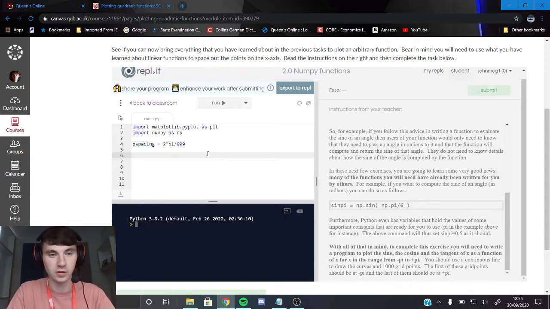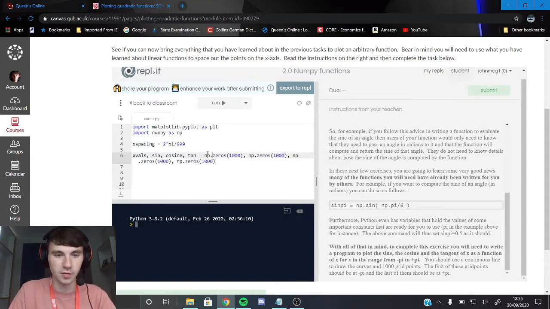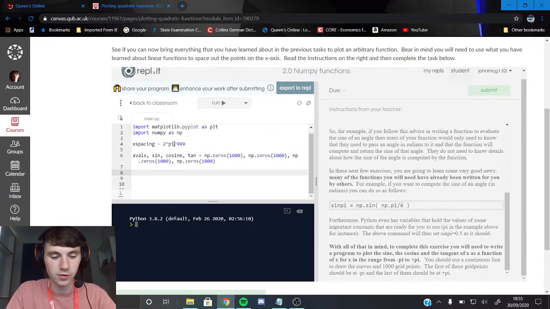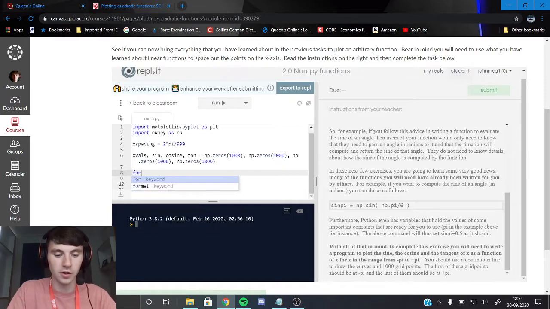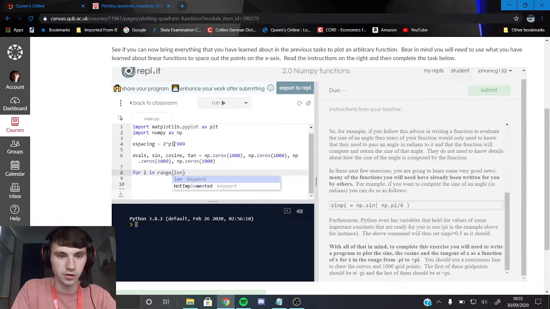That was perfect. What I just pasted in there was, instead of just making one x value and y value, we're doing 3 different graphs. So we're going to have 3 different sets of y values: sine, cosine, and tan. We'll make them all arrays with 1,000 zeros in them. The first one we're going to do is for the x values. So for i in range len x vals.